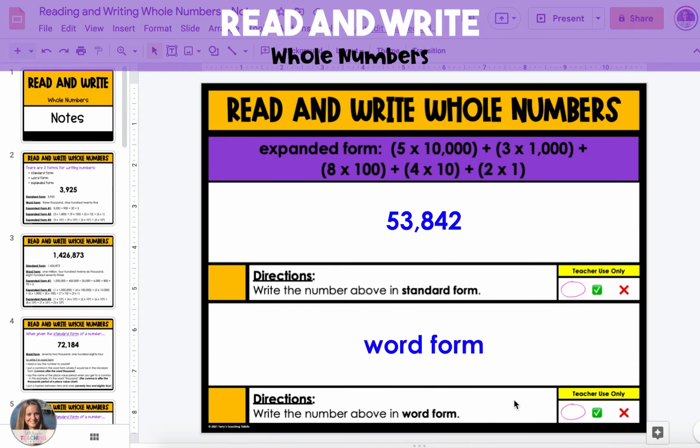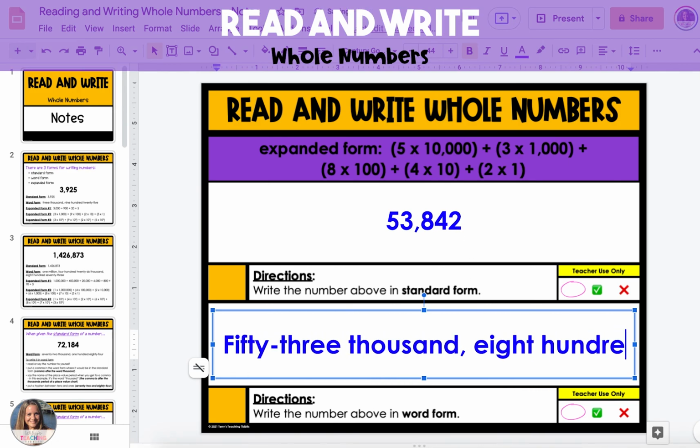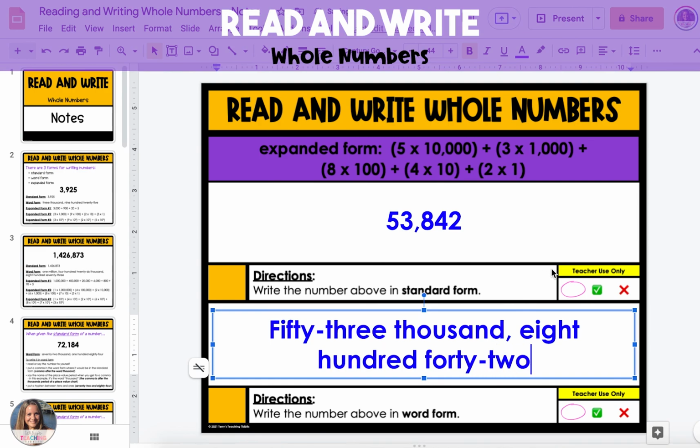So read the standard form of the number, and remember that we read each place value period one at a time. So first, we're going to look at 53 and write fifty-three. We're going to put the word thousand in place of the comma, and we're going to also include a comma. Then we'll read the next group of numbers, 842, which is eight hundred forty-two. So we'll write eight hundred forty-two, and that's the word form for 53,842.